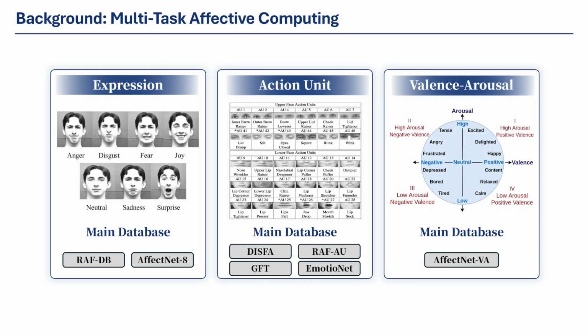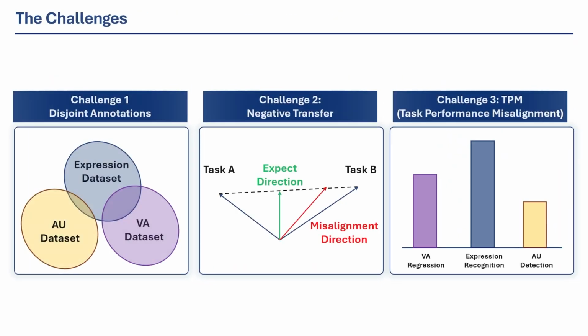Human affect is typically modeled through three perspectives. First, expression recognition, like happiness or anger. Second, action units, which describe local muscle movements. And third, valence-arousal, which represents continuous emotional dimensions. Typically, these tasks are studied separately using different datasets, such as RAF-DB for expressions or DISFA for AUs.